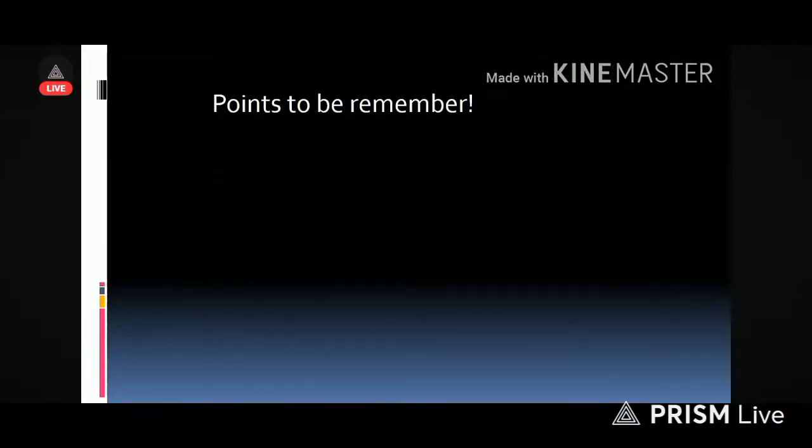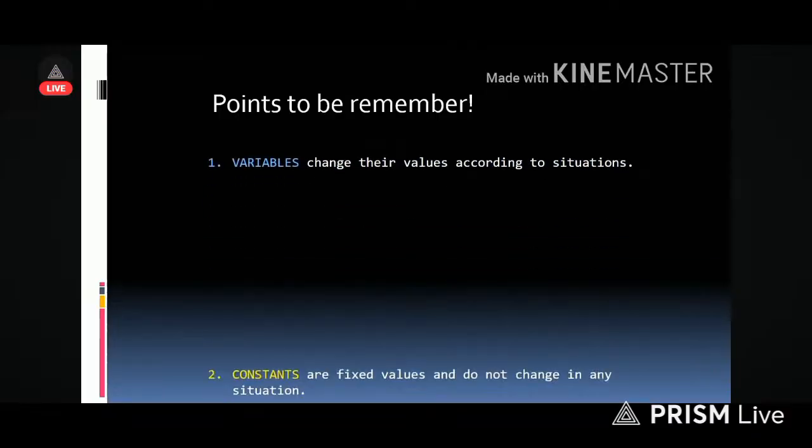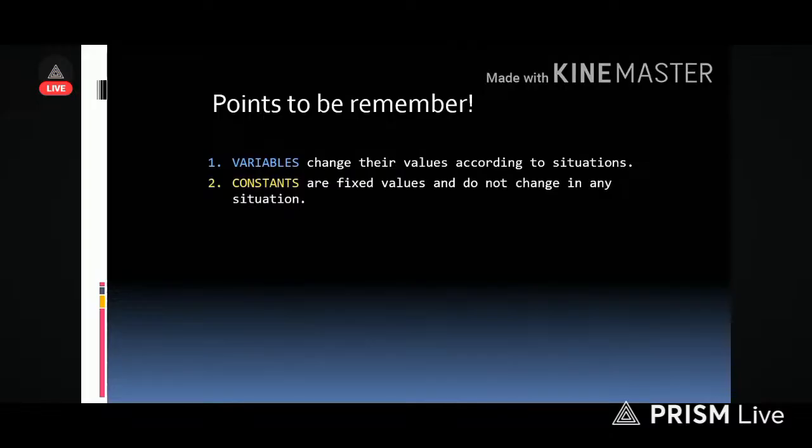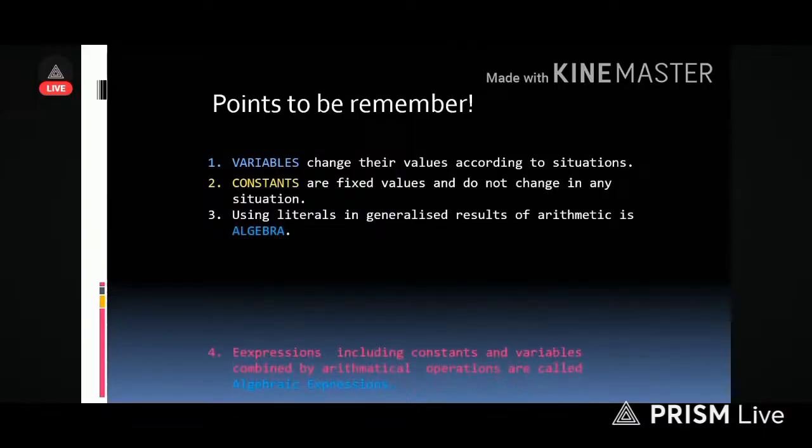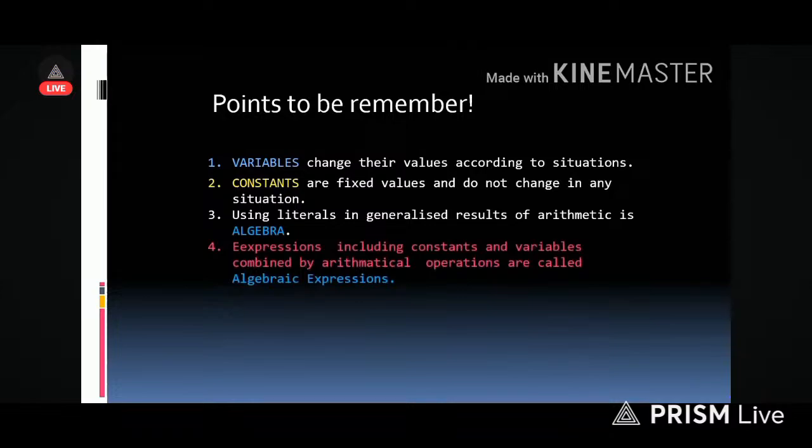Now, points to be remembered. Variables change their values according to situations. Constants are fixed values and do not change in any situation. Using literals in generalized results of arithmetic is algebra. Expressions including constants and variables combined by arithmetical operations are called algebraic expressions. Parts of expressions separated by a plus or minus sign are called the terms of the expression.